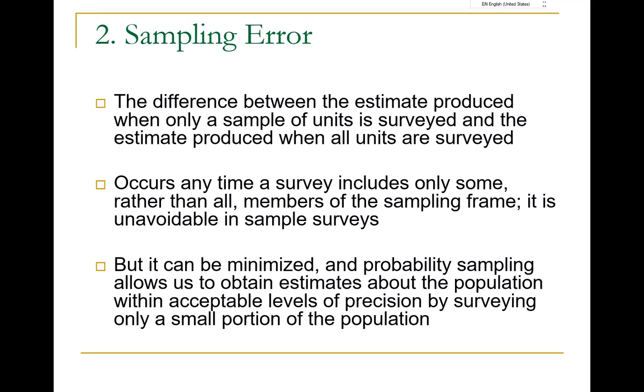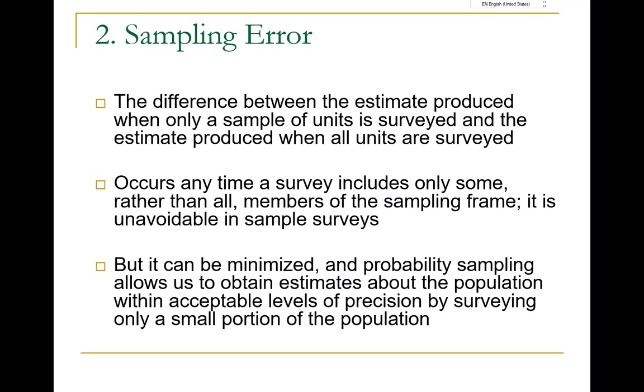Sampling error refers to the difference between the estimate produced from a sample and the true value that would be obtained from the population. This type of error occurs in every survey because we are estimating population parameters based on a small group. Its size is captured by the standard error of an estimate. Sampling error can be minimized with proper sampling techniques.